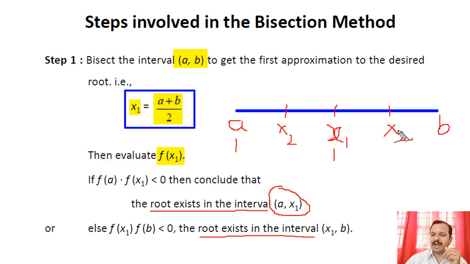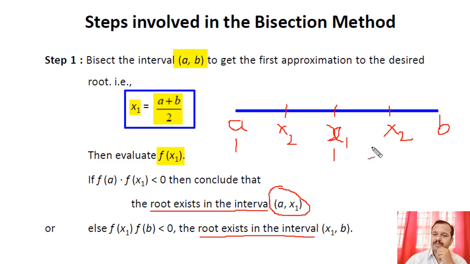After getting x2, we see whether x2 and x1, the second iterated value and the first iterated value, are almost the same or not. If they are not the same, go for subdividing again. You have to go for the next steps again.